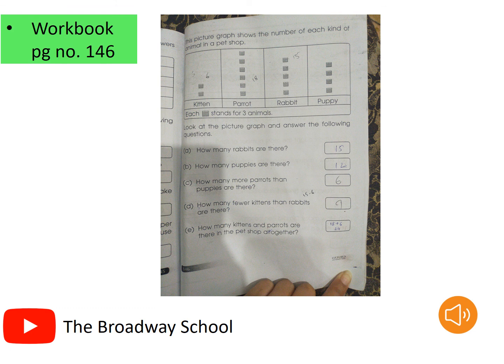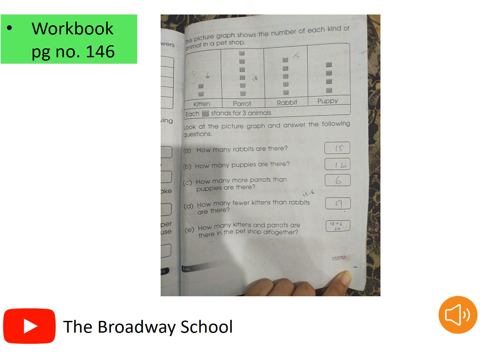Part D, how many fewer kittens than rabbits are there? Now you need to count the kittens first. Kittens are 2. 2 multiplied by 3 is equal to 6. And then rabbits are there, these are 15. Now how many fewer are? 15 minus 6. So these are 9. Part D answer is 9.